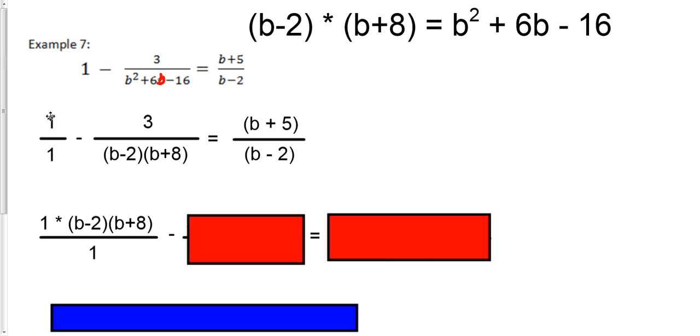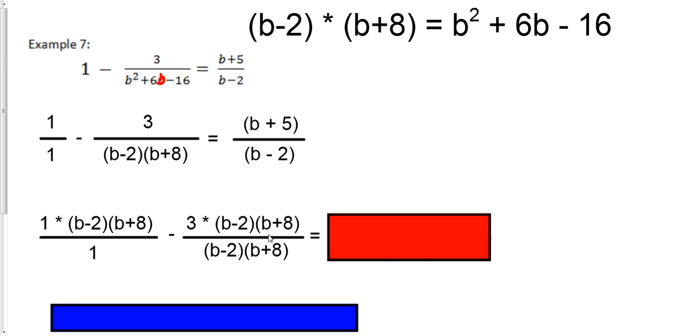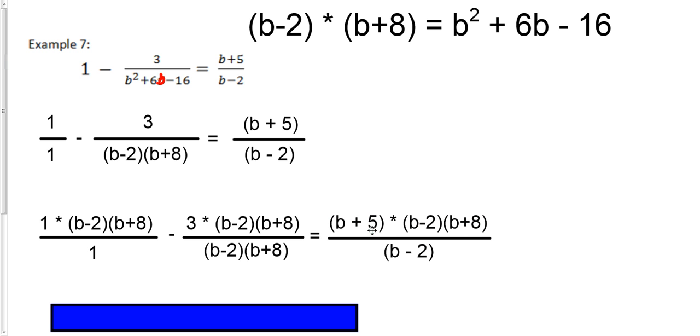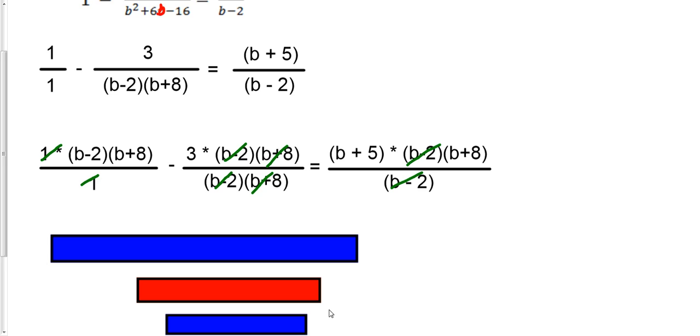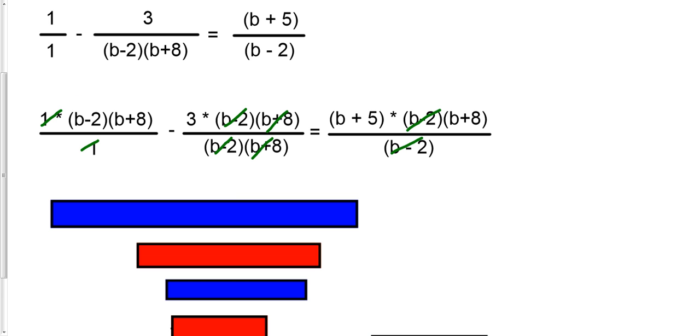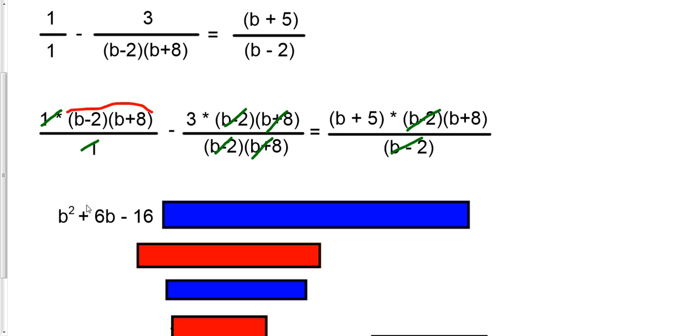This one will become 1 times b minus 2, b plus 8. This one will become 3 times b minus 2, b plus 8. And this one will become b plus 5 times b minus 2, b plus 8. Before we do anything else, let's start canceling things out. 1 and 1, b minus 2, b minus 2, b plus 8, b plus 8, b minus 2, b minus 2. So, looking at our first rational expression, we just have these two, b minus 2 and b plus 8. So that's going to leave us with b squared plus 6b minus 16.